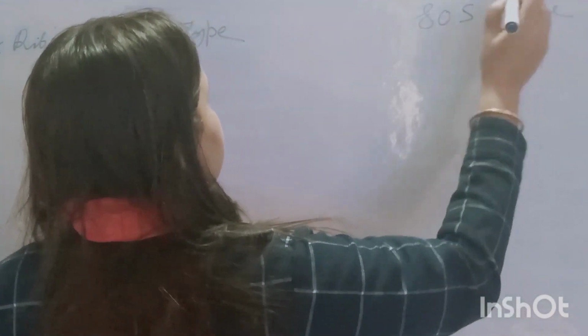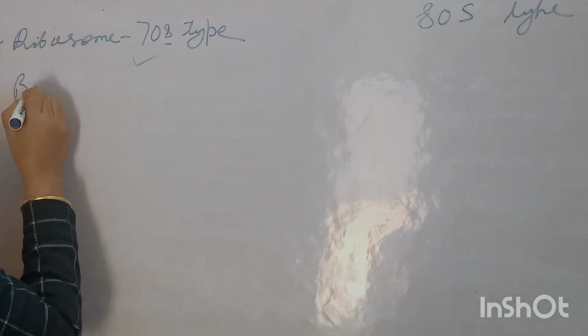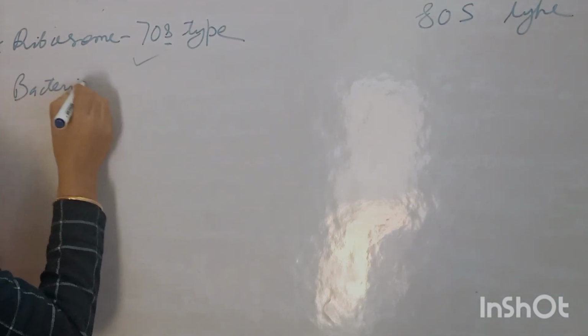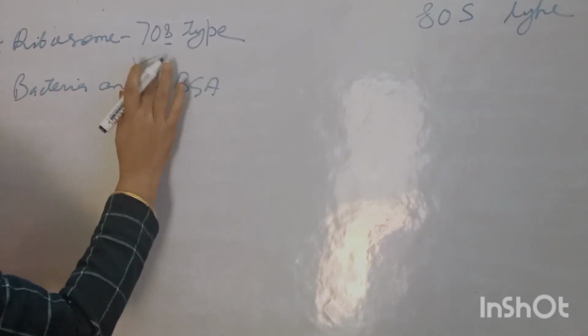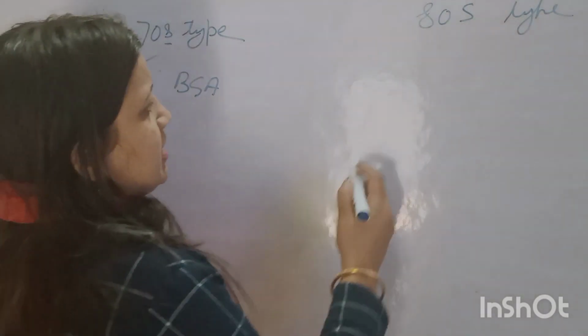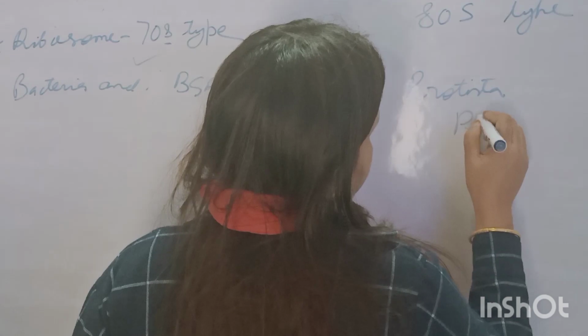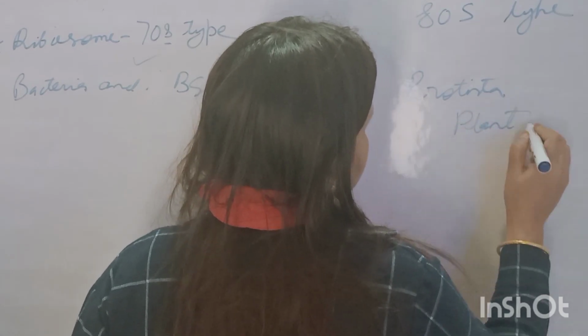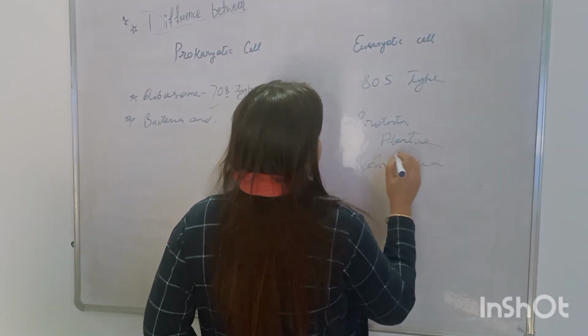Then, examples of prokaryotic cell are mainly bacteria and archaea. But eukaryotic cells are protist, plant, and animalia. They all come under eukaryotic cell.